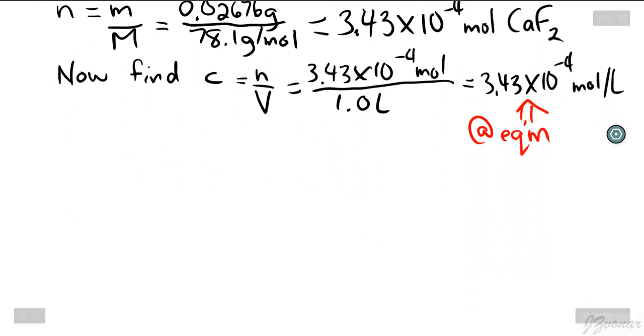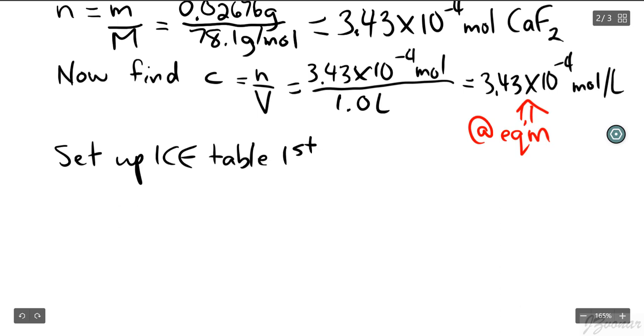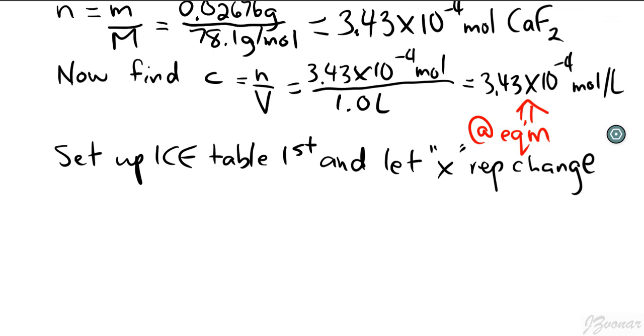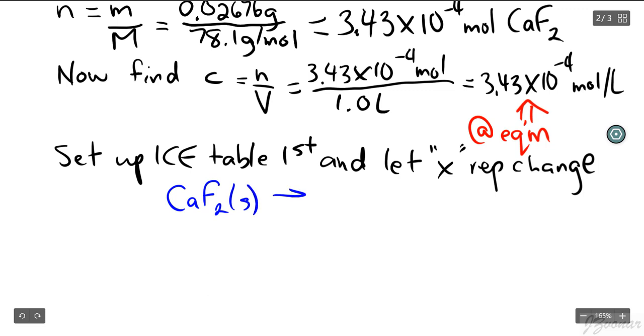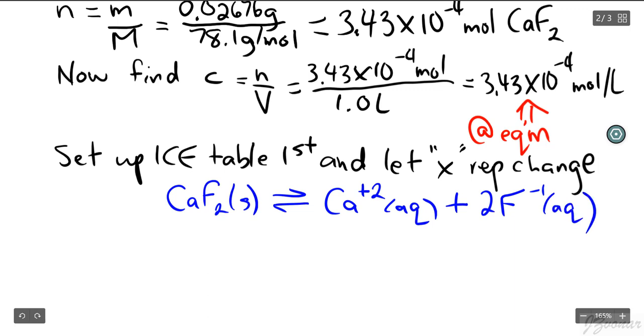So our next step is we're going to set up an ICE table first, just like we do in any of our equilibrium problems. And we're going to let x represent the change. Okay, so we have to start with our calcium fluoride. It dissociates into calcium ions, aqueous, so I've got to write the dissociation of this ionic compound in water. And it produces 2 fluoride ions. We've got to make sure this is a balanced equation. So when it dissociates, it breaks down into 1 calcium ion and 2 fluoride ions.